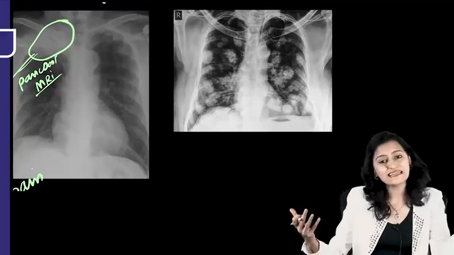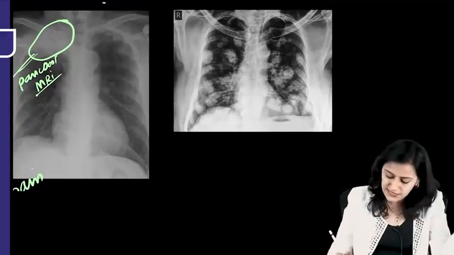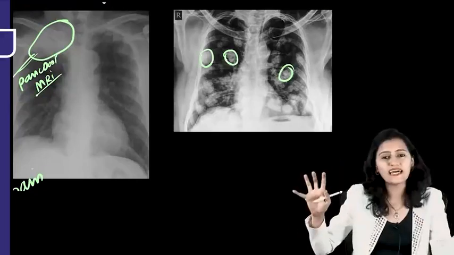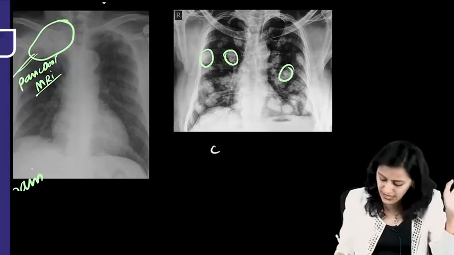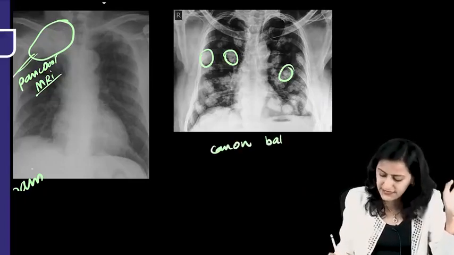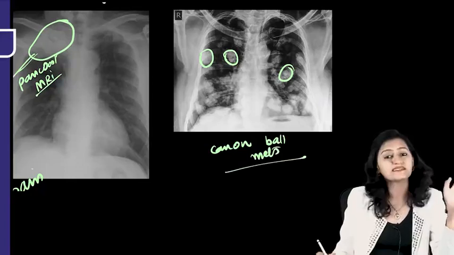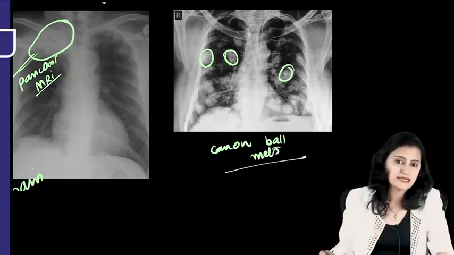And there can be secondary lung cancer, that is lung metastasis as well, which can appear like these ball-like, uniform sized lesions. This is called bilateral cannonball metastasis. Okay, this is cannonball metastasis that we are seeing here.